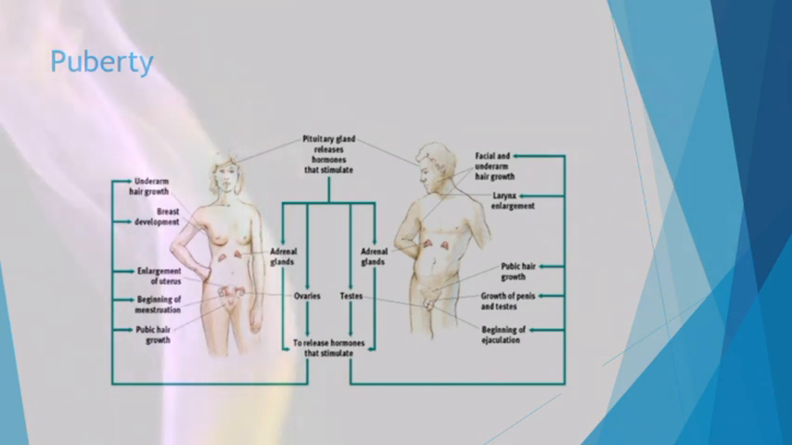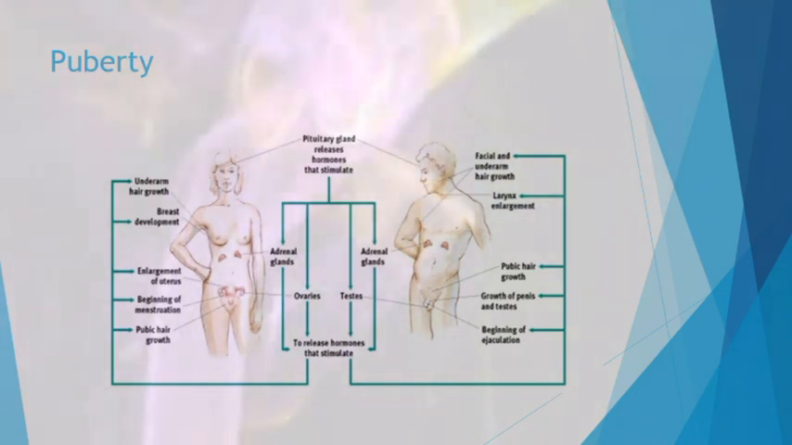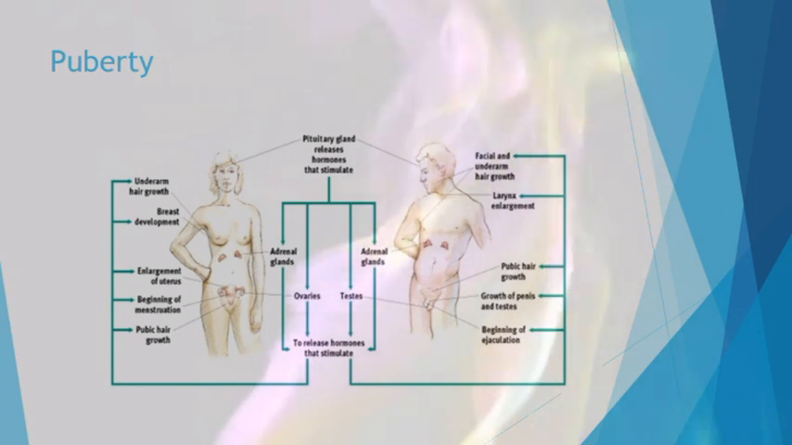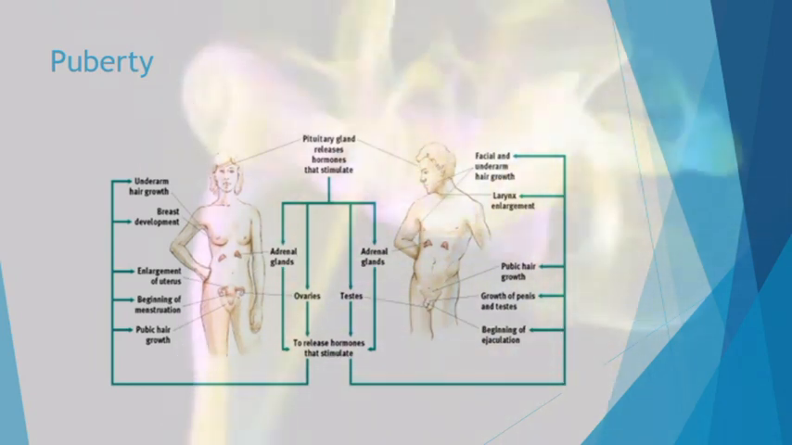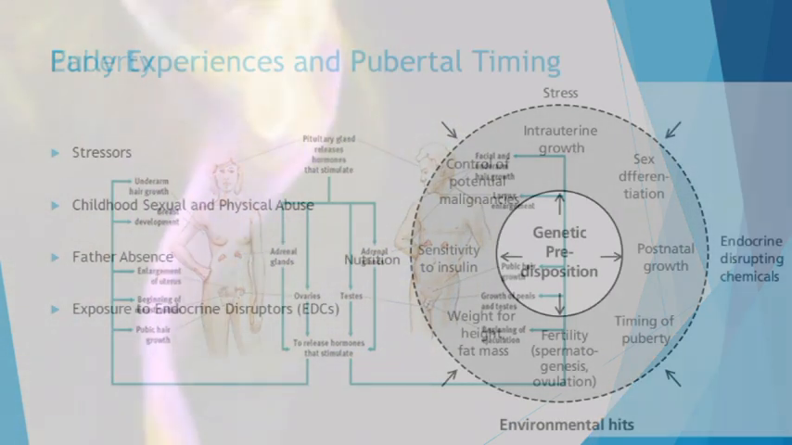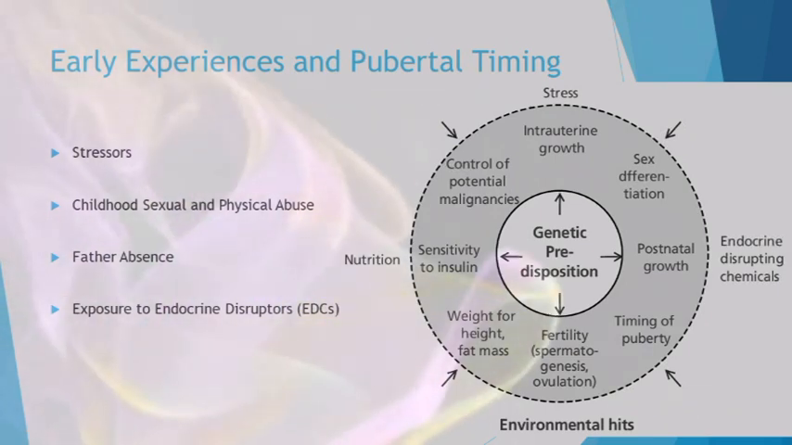And I want to take a little bit of time and really hone in on that whole question of early experiences and pubertal timing. Because researchers have shown that stressors experienced during childhood can impact the onset and progression of puberty. And there are several types of stressors that are linked to alterations in pubertal timing. So, for example, childhood sexual abuse and physical abuse.